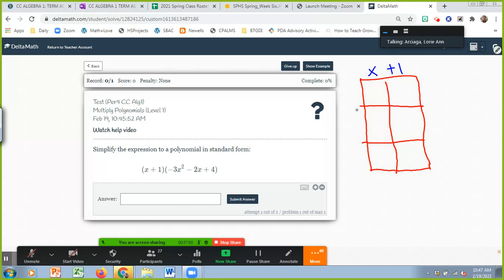Okay. Alright, so x plus 1, and then let's arrange these over here. So negative 3x squared, and then negative 2x, and then plus 4.